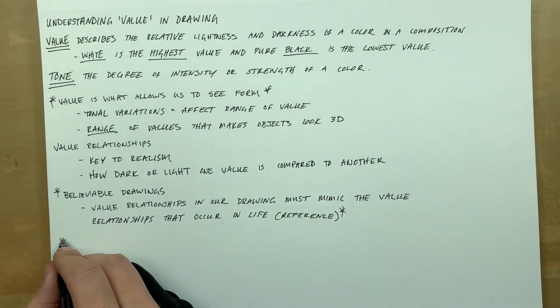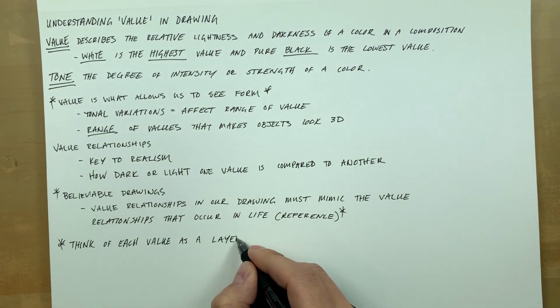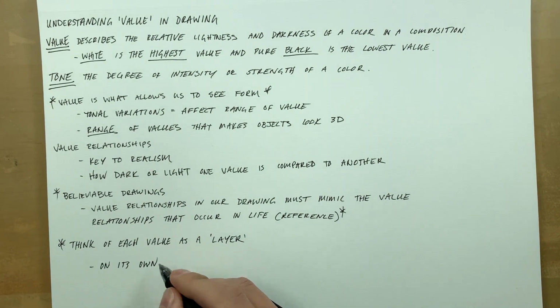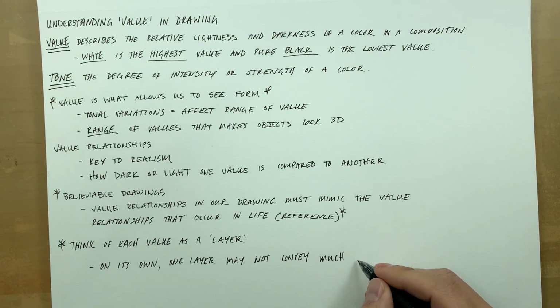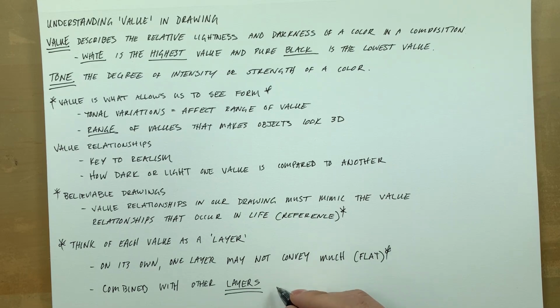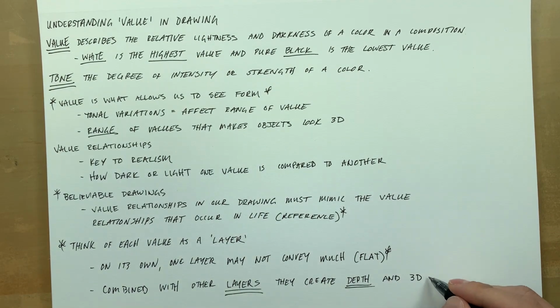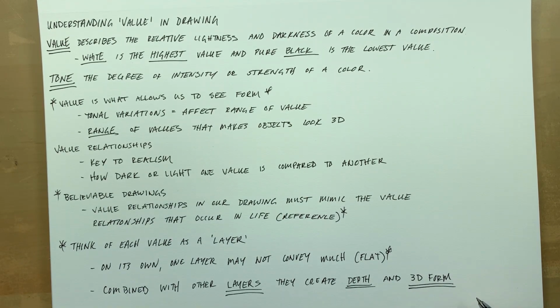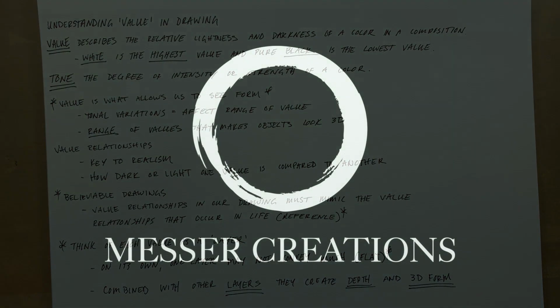Now, to conclude, I want to leave you with this. I want you to think of each value as its own layer. On its own, one layer may not convey much. You might hear the term, the drawing looks flat. But when you combine it with other layers, all of a sudden they create depth and three-dimensional form. So I hope this lesson helped, and good luck in your future drawings.